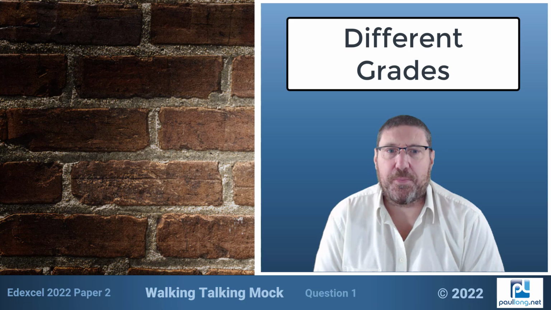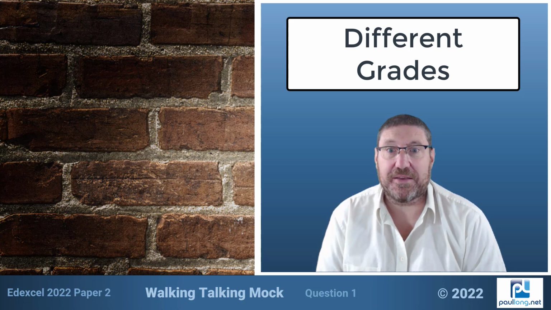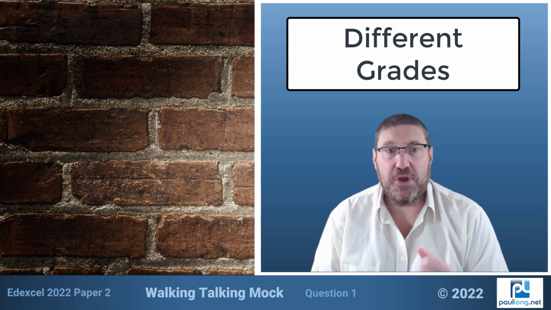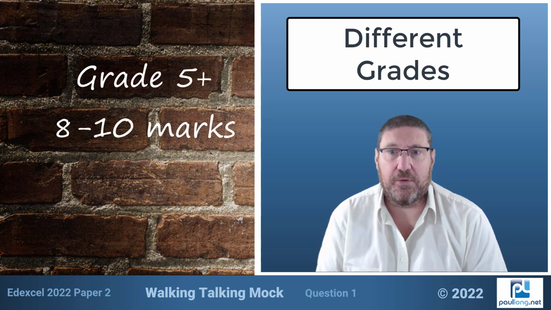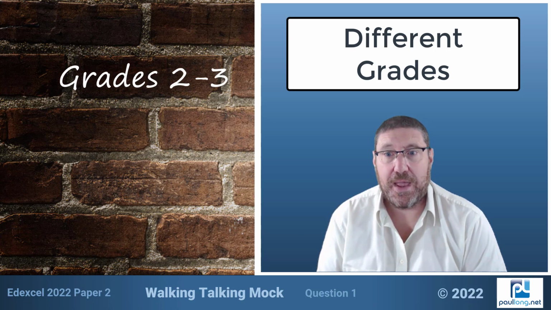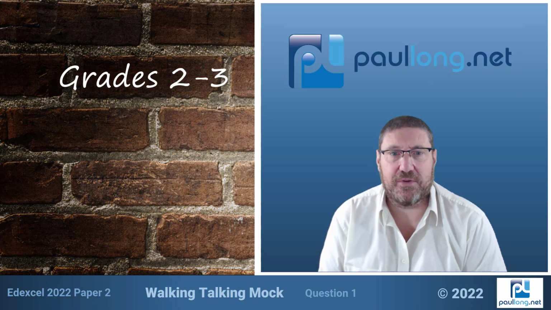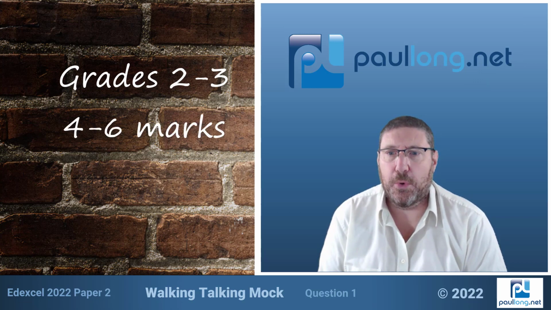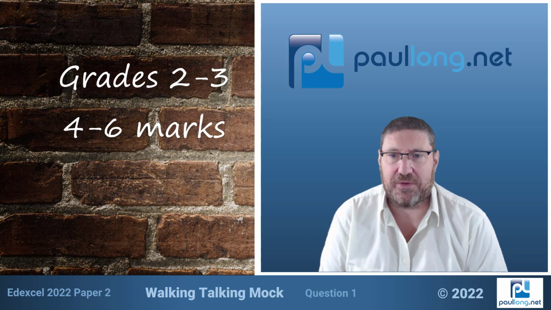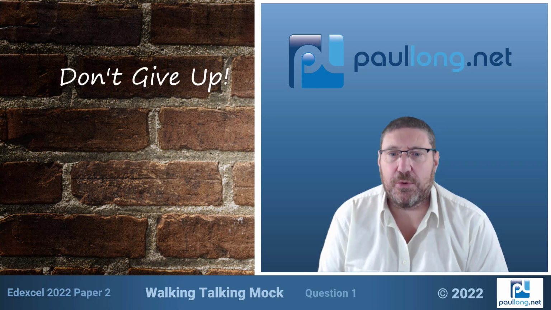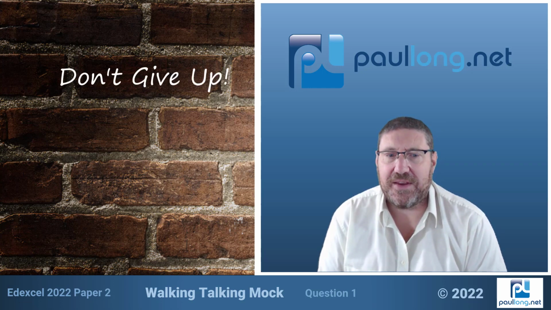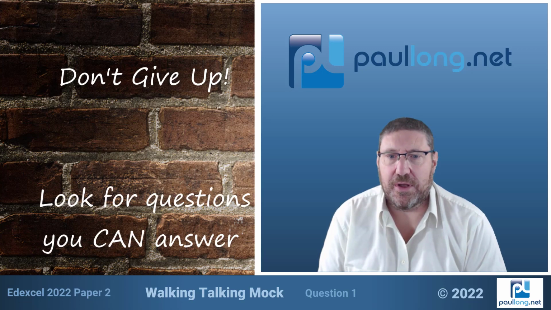Remember what I said about each part of each question being targeted at different grades. So if you are aiming for a grade 5 or above, then you would be expected to get close to full marks on this question. However, if your target grade is a 2 or a 3, then it's perfectly acceptable for you to be getting 4 to 6 marks out of 10 for this question. The important thing is that you don't give up as soon as the question gets hard. Instead, skip that part of the question and see if there's another part where you can get marks.